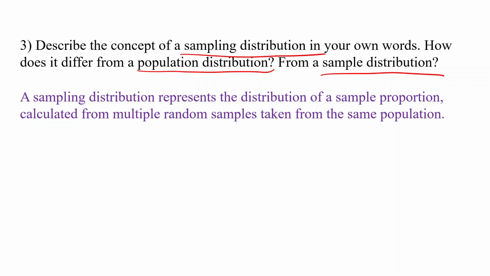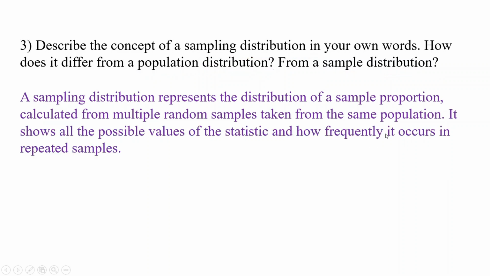The sampling distribution represents the distribution of a sample proportion, and it's calculated from multiple random samples taken from the same population. Okay? That's almost a textbook definition of what a sampling distribution is going to be. It shows all possible values of the statistic. In our simulation, the statistic was p hat. And how frequently it occurs in repeated samples. Meaning we took p hat and we looked at how often it occurs within these intervals. And we saw that it was an approximately normal distribution. We saw that the mean of our sampling distribution was approximately equal to the proportion of our population.